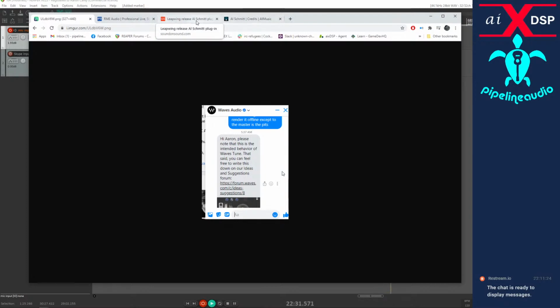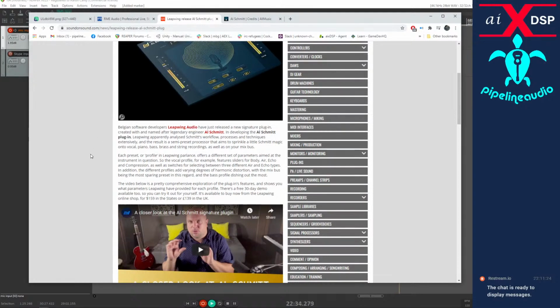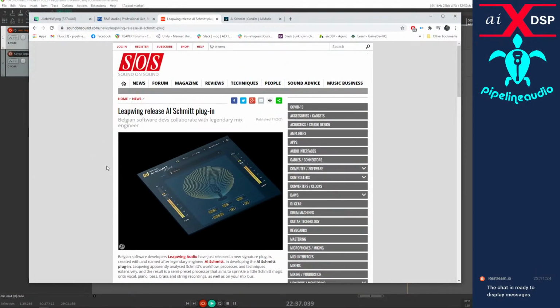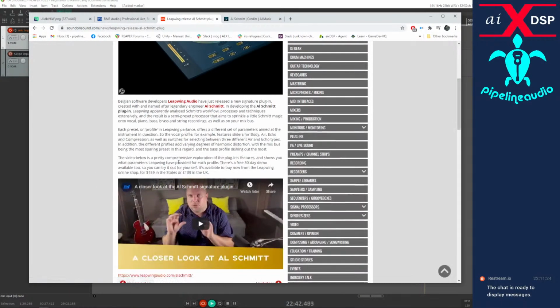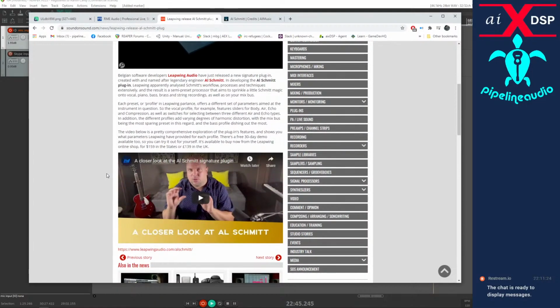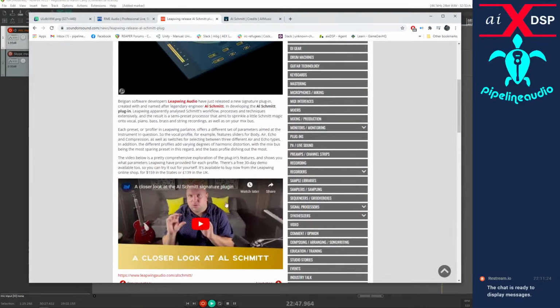And let's see, there's one more thing. So Leapwing releases the Al Schmidt plugin. I don't know exactly what this thing is supposed to do, but you know how every producer has his own plugin going. There's a YouTube video. So the preset is a profile. It offers a different set of parameters aimed at the instrument. Vocal profile features sliders for body, air, echo, and compression, and variations for this stuff.